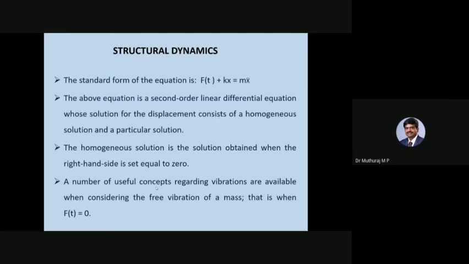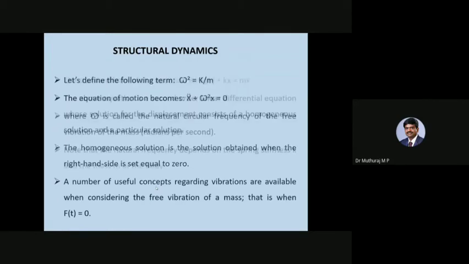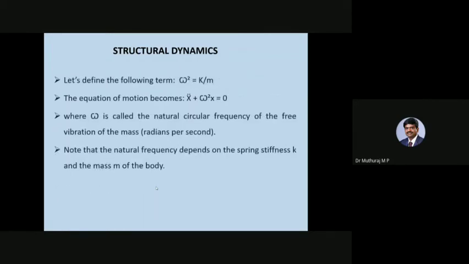For this, you can assume f of t as 0. When you assume f of t as 0, it is called free vibration, which means vibration without the effect of force. When the vibration happens with the effect of force, it is called forced vibration. For that, first we normally find the natural frequency. What is the real meaning of the natural frequency?